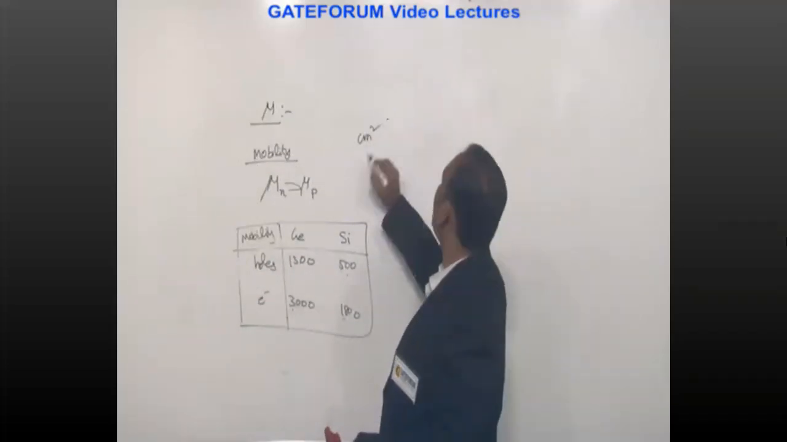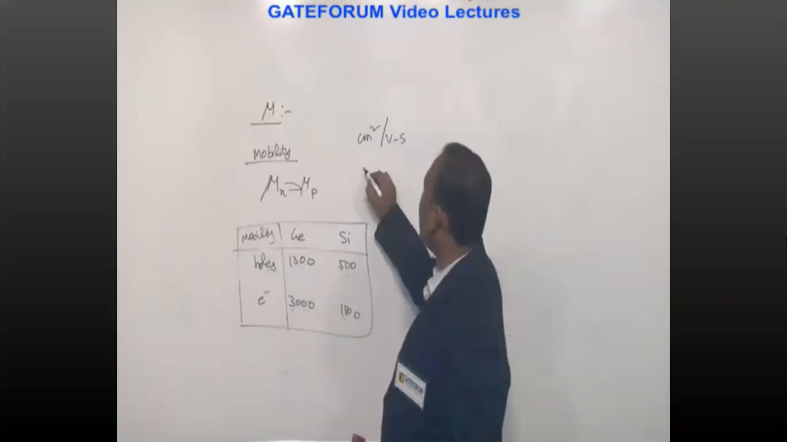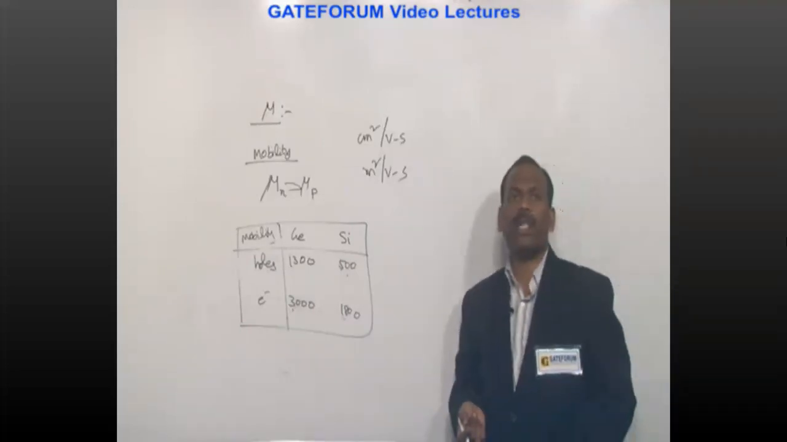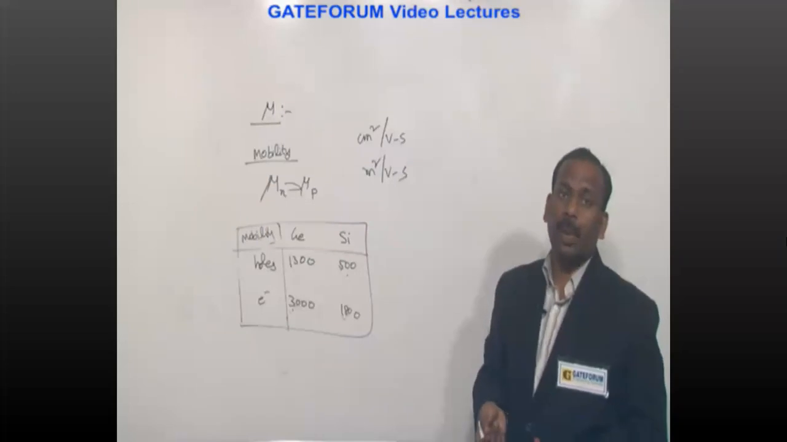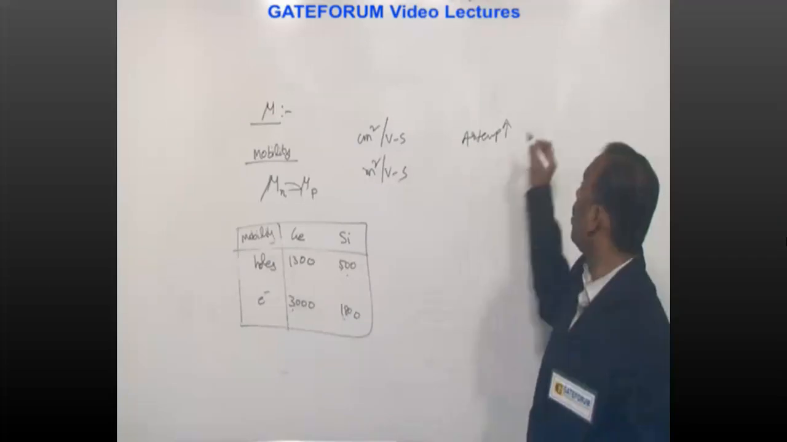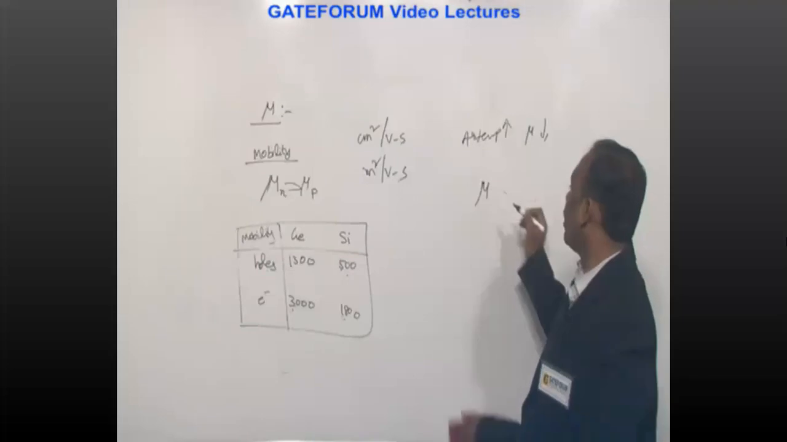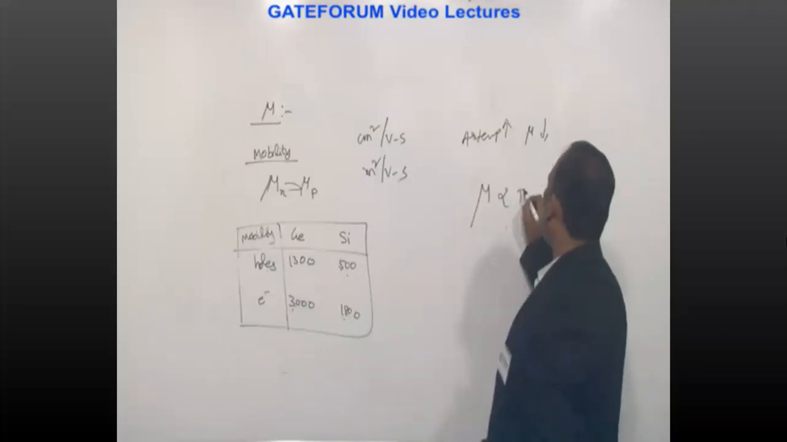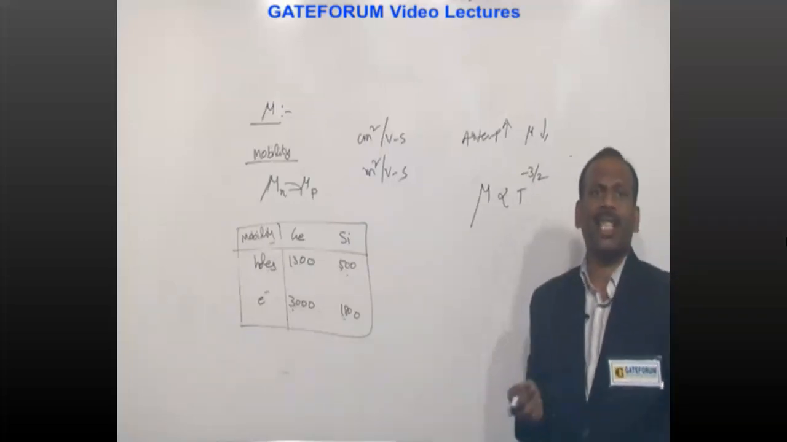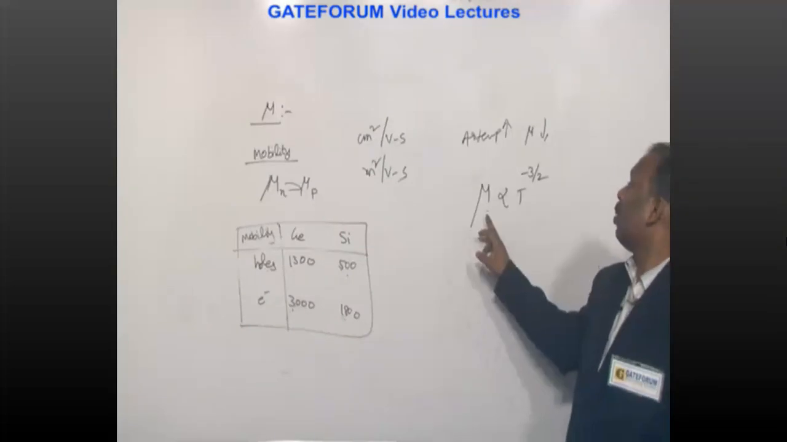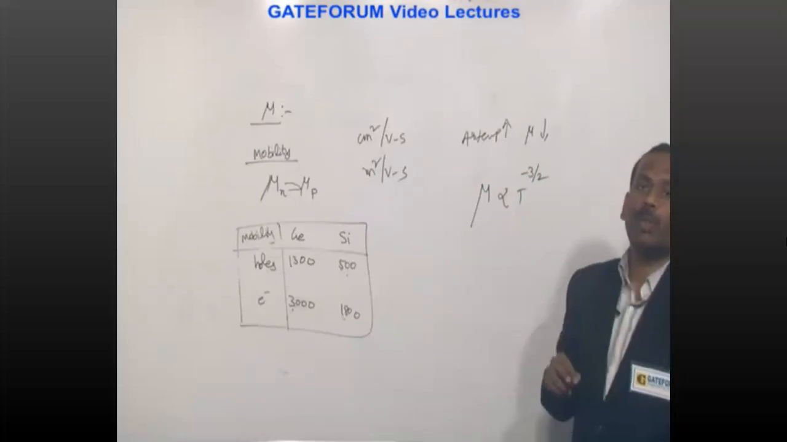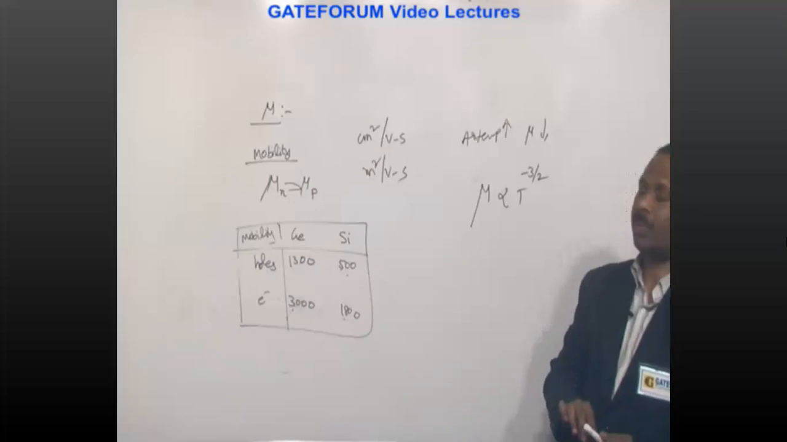Next one is, the unit for mobility is centimeter square per volt second or meter square per volt second. One of the GATE questions. The next one, as temperature increases, what happens to mobility? Mobility decreases. Mobility is proportional to T power minus 3/2 on average. It will change for silicon, germanium, electron, and holes. It's continuously changing, but on average, as temperature increases, mobility decreases. The relationship between mobility and temperature is mu proportional to T^(-3/2). Next.